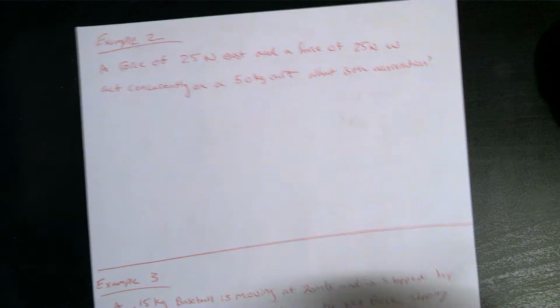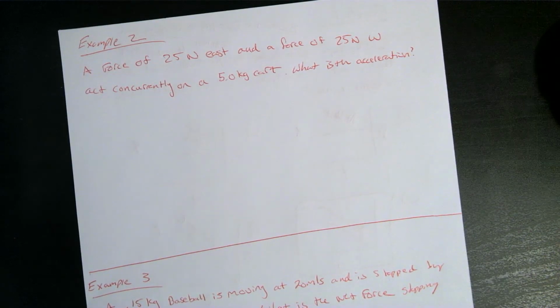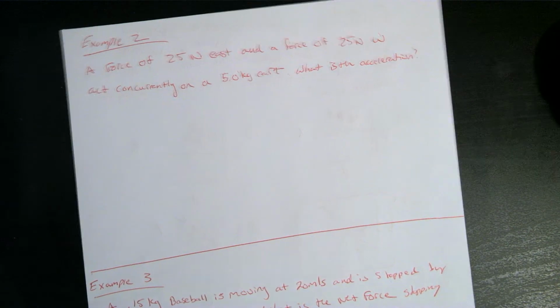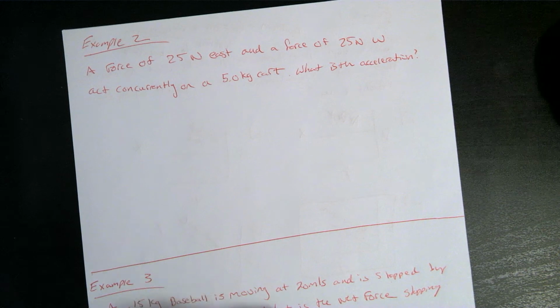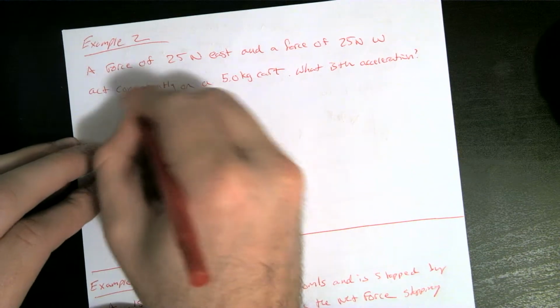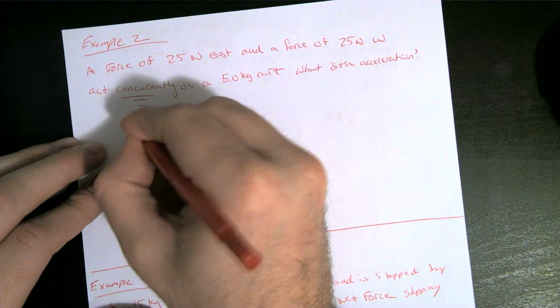Number 2, a force of 25 newtons east and a force of 25 newtons west act concurrently on a 5 kilogram cart. What is its acceleration? Well, what does concurrently mean? That means same time.